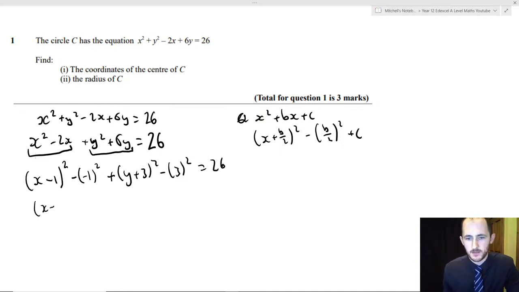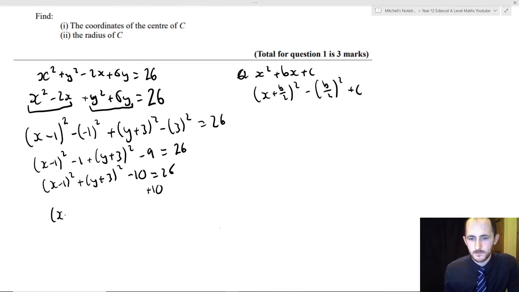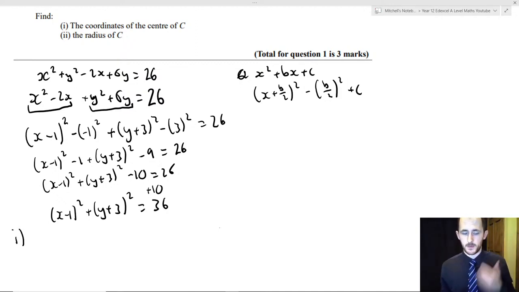So now we have x minus 1 squared minus 1 plus y plus 3 squared minus 9 equals 26. Bring those two terms together, I want to bring the x and y's together like this. Minus 1 minus 9 gives me minus 10 equals 26. Plus 10 to both sides, and we finally get the form that we are looking for. Equals 36.